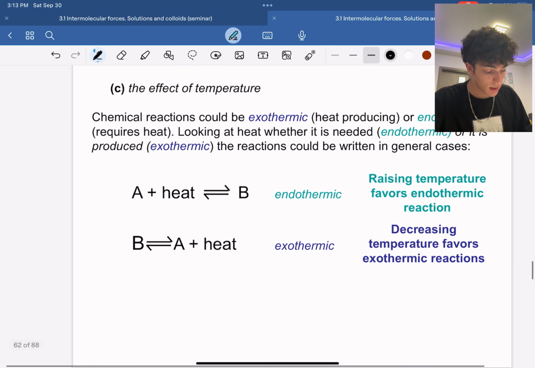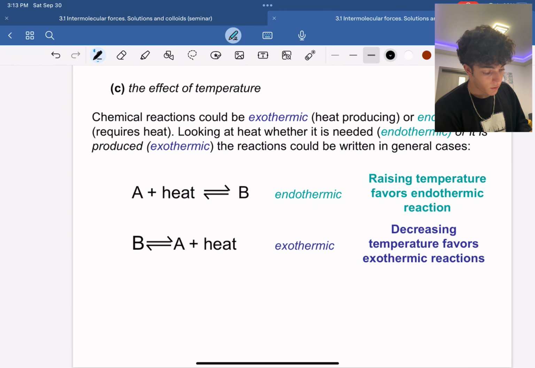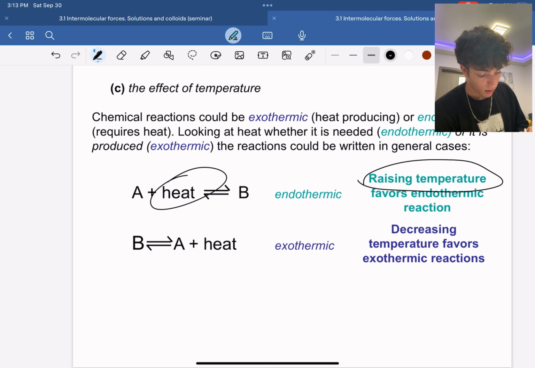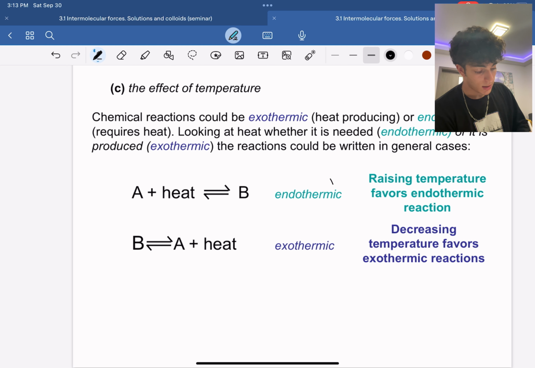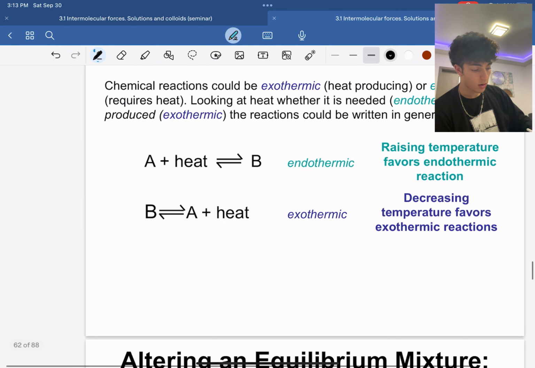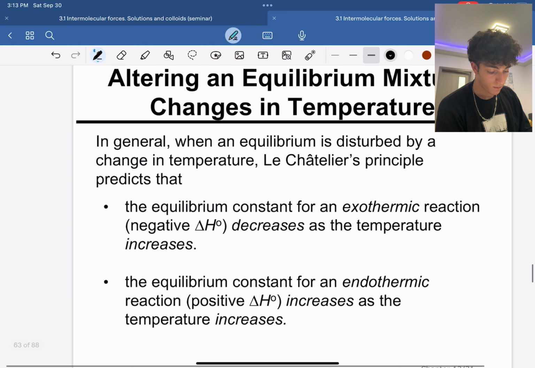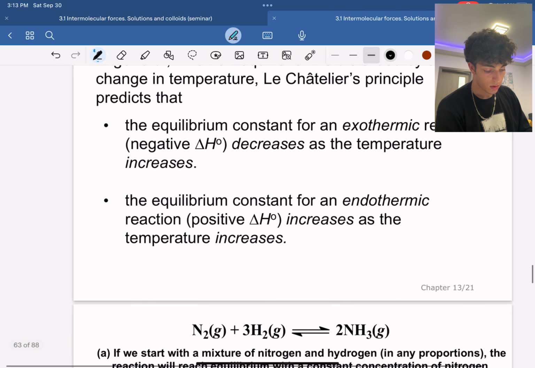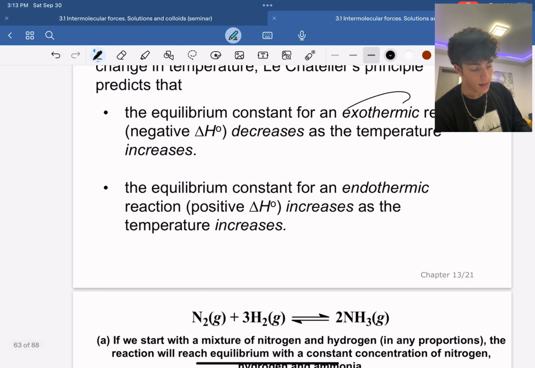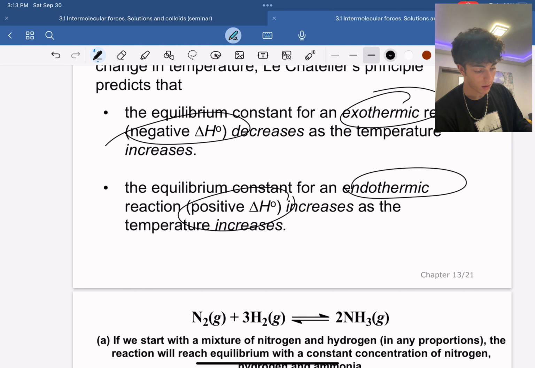So I want to show you guys, there you go. If you raise the temperature here, remember F, that's heat, for example. It's endothermic, okay? Boom, it favors an endothermic reaction. What does that mean? A shift to the right. Very, very simple stuff. Again, if it's exothermic, negative H value. If it's endothermic, positive H value.